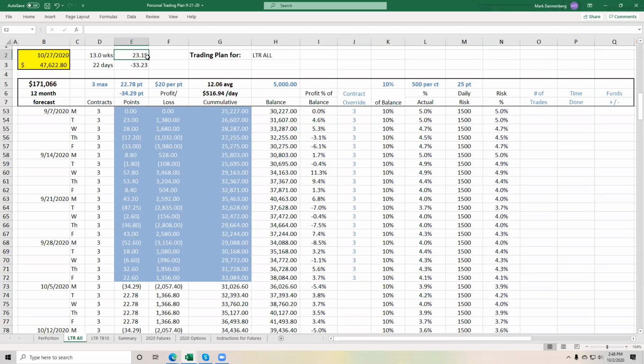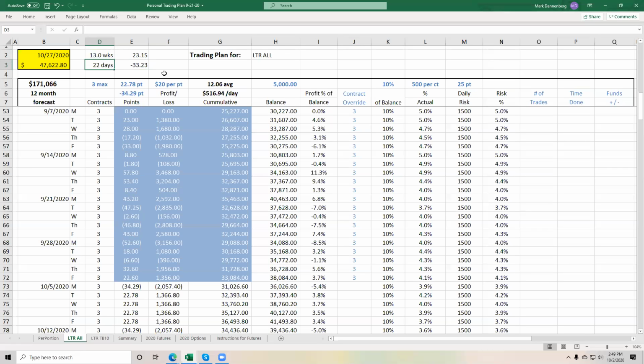These numbers up here in cells E2 and E3 are going to tell you what your average winning day looks like. So on all of your winning days, you've averaged 23.15 points. On all of your losing days, you've averaged 33.23 points. We have completed 13 weeks of a 52-week plan. And of that 13 weeks, we've had 22 days that were losing days.